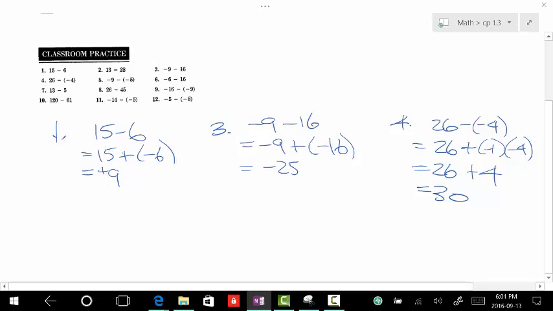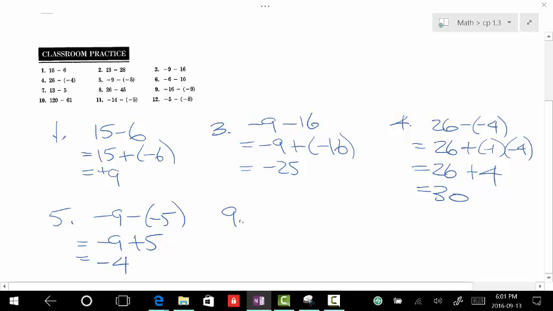Same kind of thing happens over here. If you have number 5, minus 9 minus 5, that's the same as minus 9 plus 5, which is equal to minus 4. Here, I'm going to do a tricky one. I'm going to do number 9.